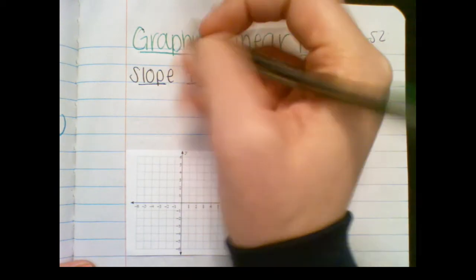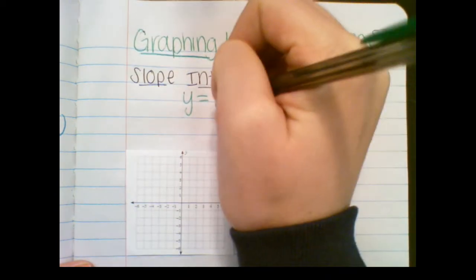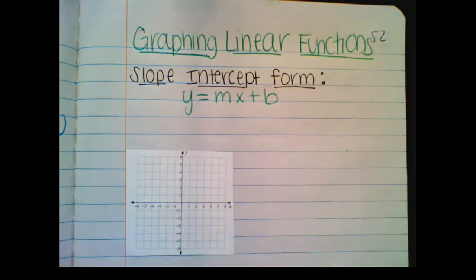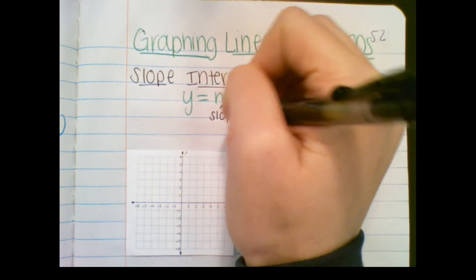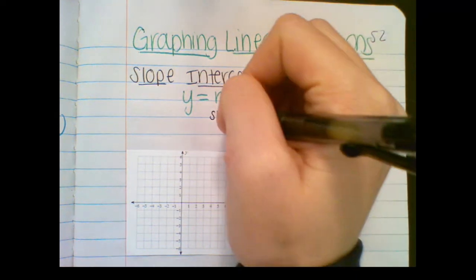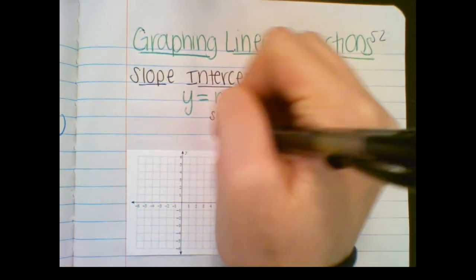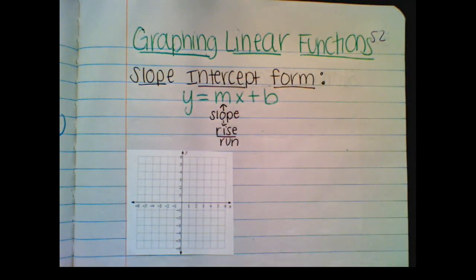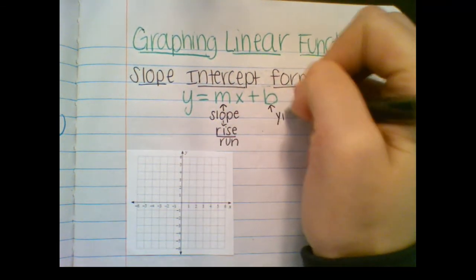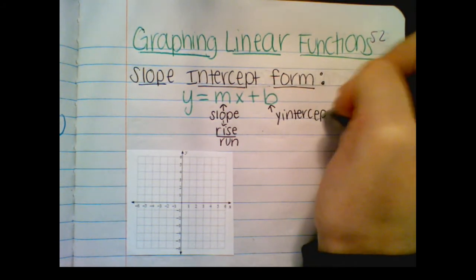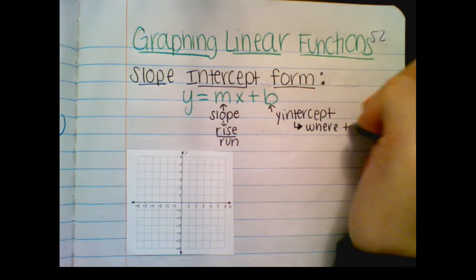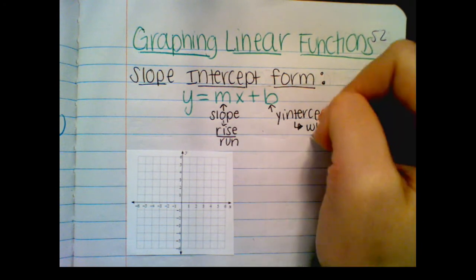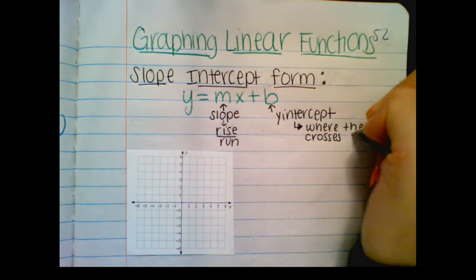So slope-intercept form, hopefully you're remembering it, is y equals mx plus b. And then you should be thinking, what do those certain parts represent? Well, the m represents the slope, which we can also recall from yesterday as the rise over the run on a graph. And the b represents the y-intercept. And just to get a little bit more detailed for your notes, this is where the line crosses the y-axis.